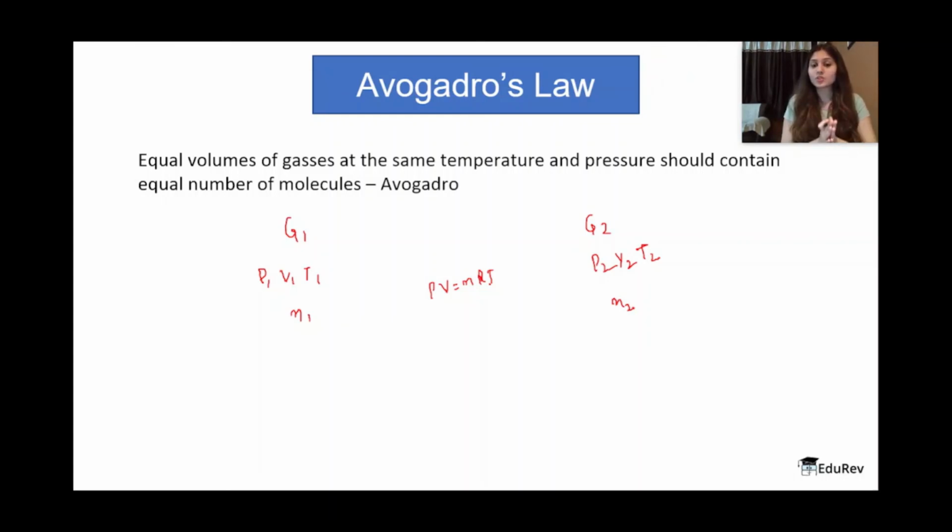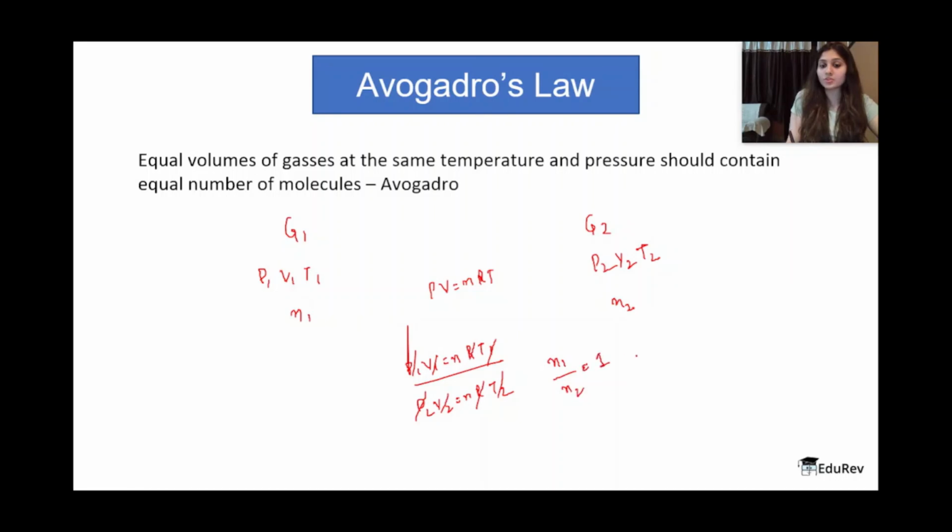If you know this equation, I just put the first gas, P1V1 equals nRT1, and divide by P2V2 equals nRT2. As I already know, T1 equals T2, V1 equals V2, P1 equals P2, and R is the gas constant, so they are the same. This states N1 upon N2 equals 1, which means N1 equals N2. So I mathematically proved that if the pressure, volume, and temperature of two gases are the same, they will definitely have the same number of moles, and if they have the same number of moles, they will have the same number of molecules. And that's all.